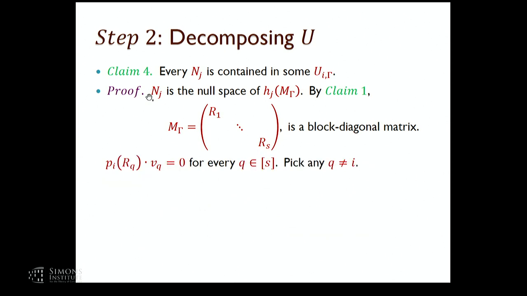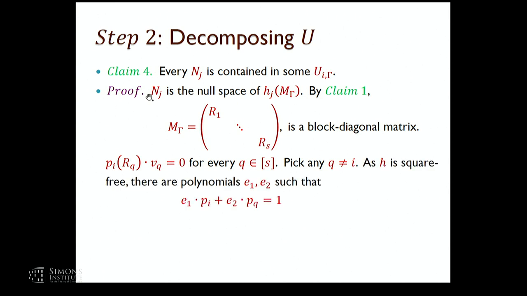Now pick a q which is not I. We wish to show that Vq is 0, and all we have is Pi of Rq times Vq is 0. Because H is square free, there would be polynomials E1, E2 such that this holds. Evaluate this equation at Rq. This vanishes because Pq is the characteristic polynomial of Rq, and then multiply both sides by the vector Vq, and that's 0 because this is 0 coming from here. So if you choose q not equal to I, it would be 0. The only thing left in V is Vi, which means that V would be in Ui. So it's a simple proof.